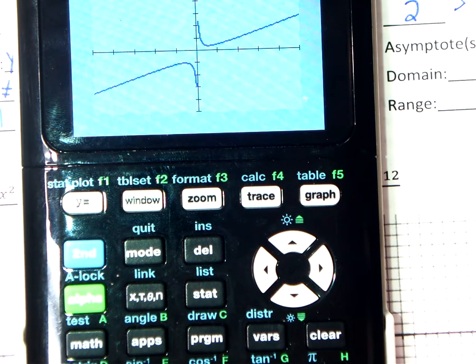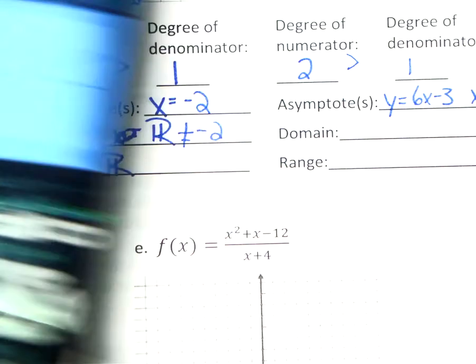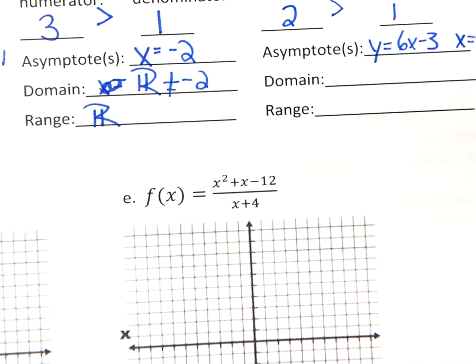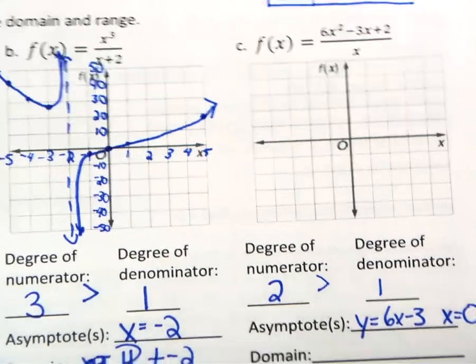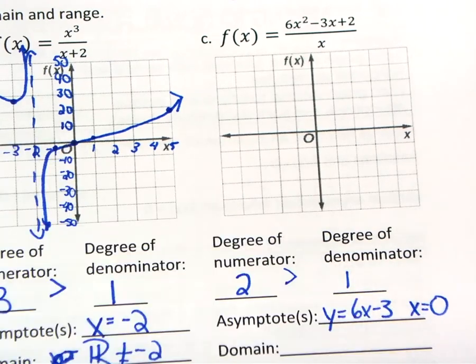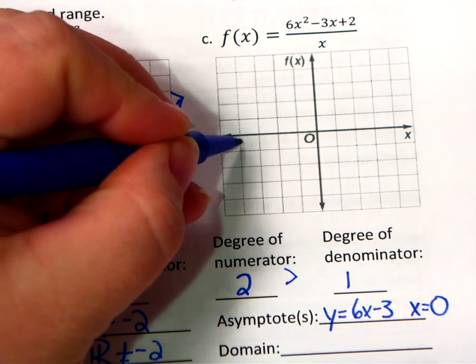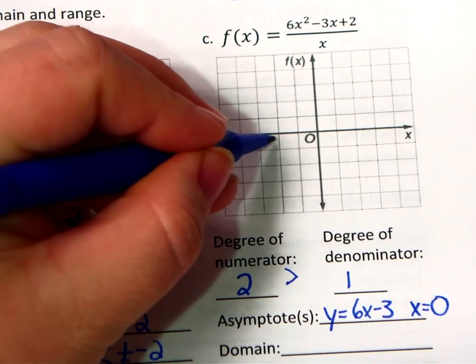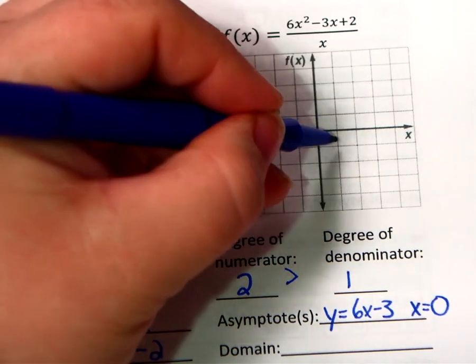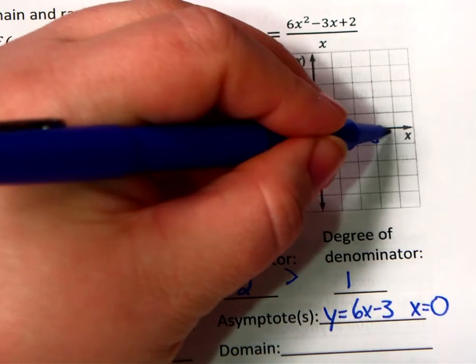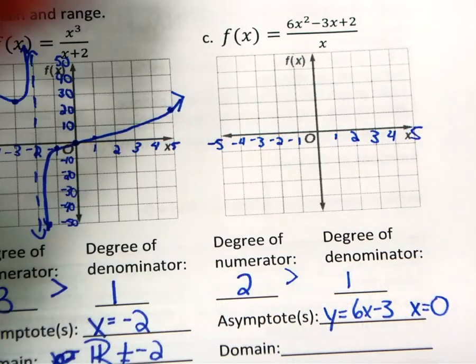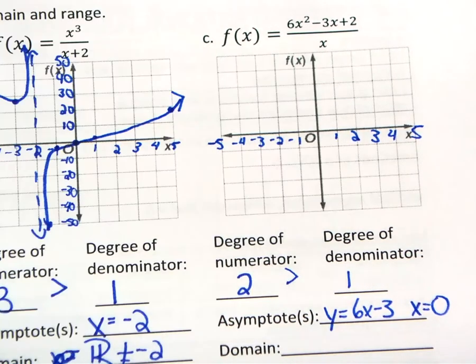So first label your tick marks. I got both branches of the graph when I did negative 5 to 5 for x's, counting by ones. And then label your y's to count by tens.